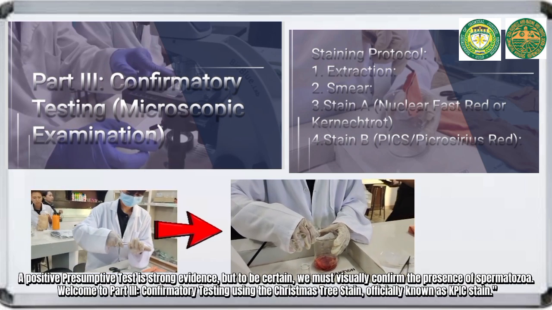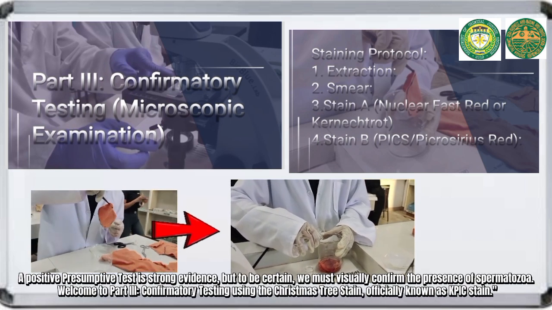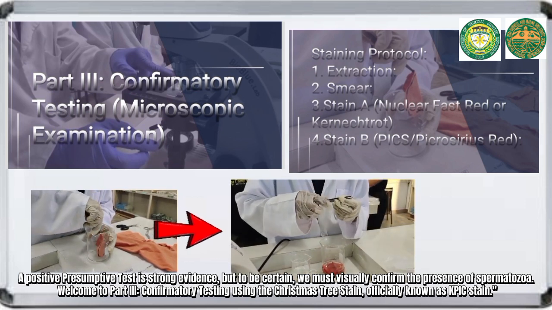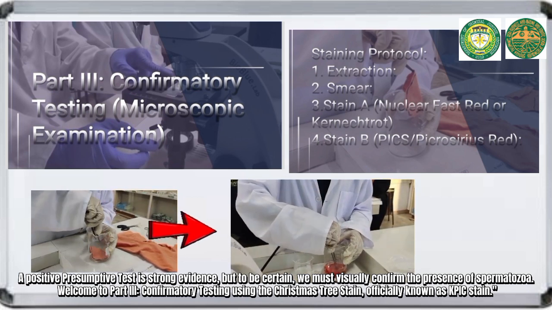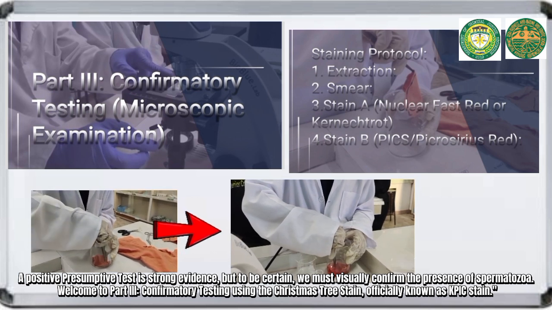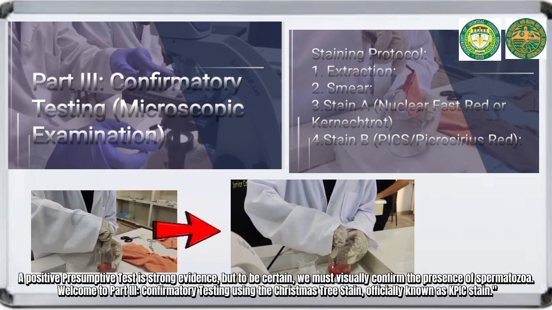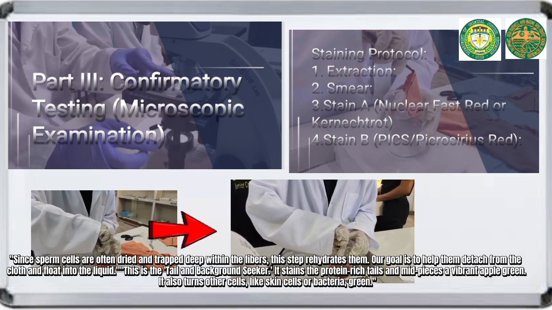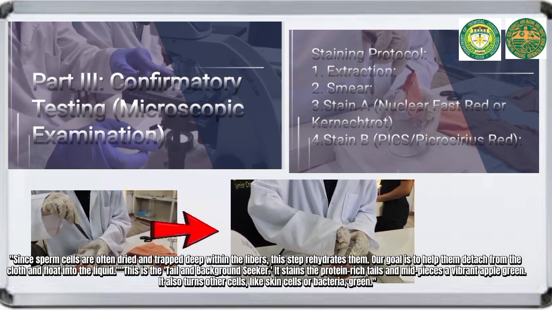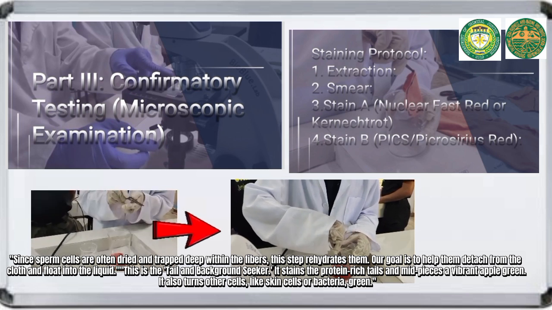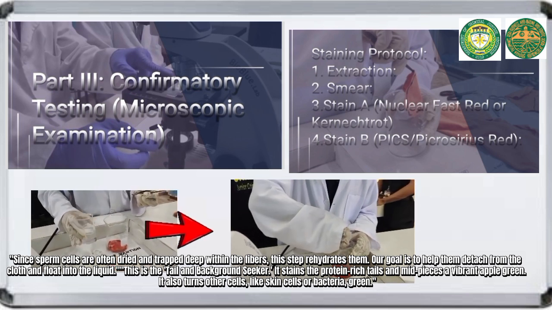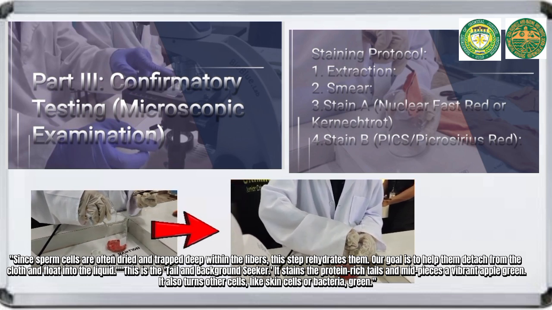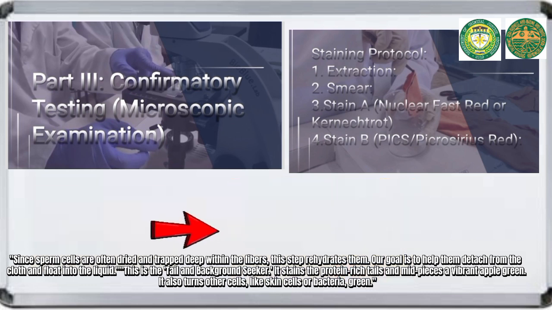A positive presumptive test is strong evidence, but to be certain, we must visually confirm the presence of spermatozoa. Welcome to part 3, confirmatory testing using the Christmas tree stain, officially known as Kernechtrot-picroindigocarmine stain. Since sperm cells are often dry and trapped deep within the fibers, this step rehydrates them. Our goal is to help them detach from the cloth and float into the liquid.